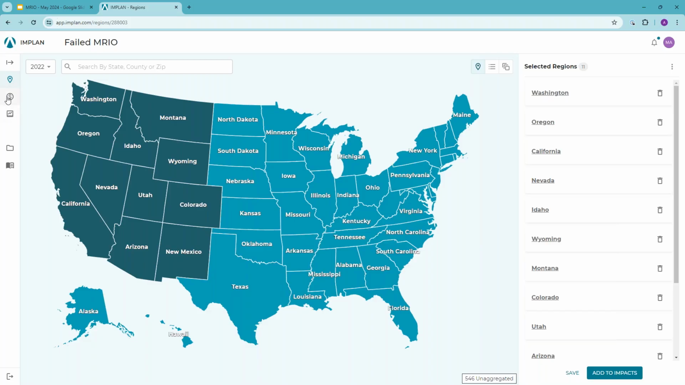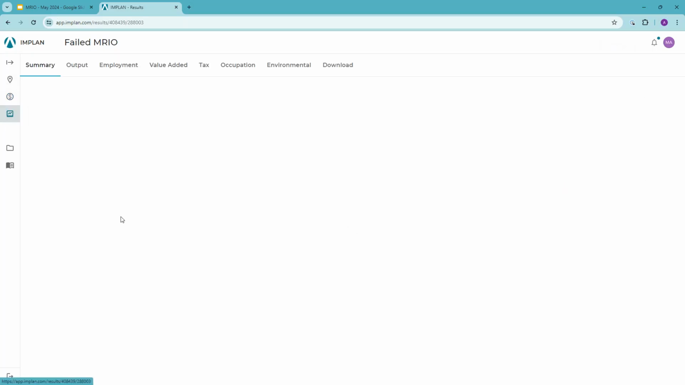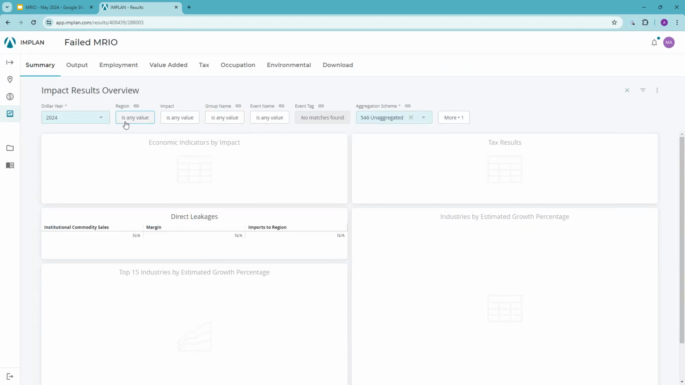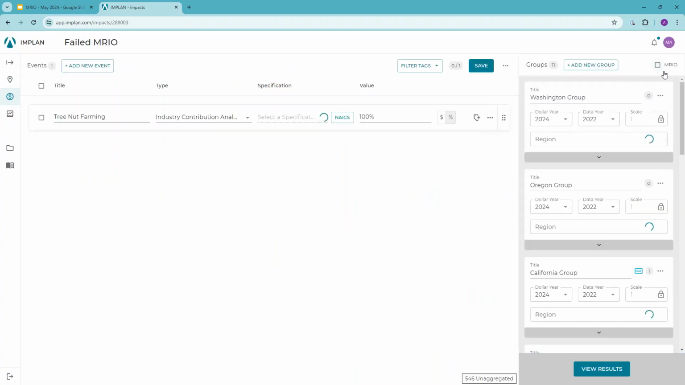The reason that this project failed is because we failed to check the MRIO box. I can add as many groups as I want here and as many events, but if I don't check that MRIO box, I'm not going to get any effects. So when we go over to our results page, we'll see when I use my region filter, the only region we have effects in is California. So if I wanted to turn this into an MRIO, I would just have to check that box and rerun it. So that's the first project I wanted to show you guys.